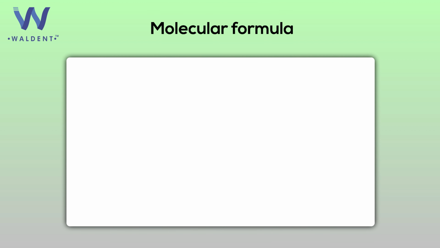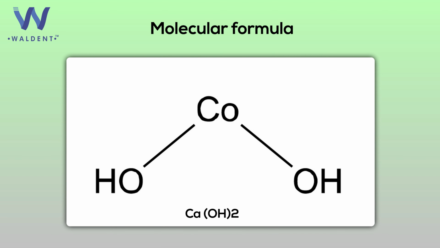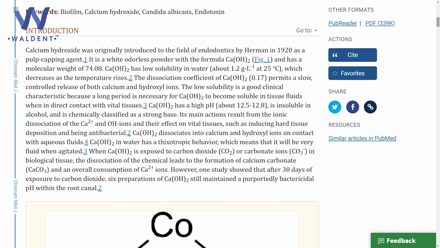The molecular formula of calcium hydroxide is Ca(OH)2, and the molecular weight is 74.08 gram per mole. The solubility of calcium hydroxide is low in water, which decreases as the temperature rises, and the pH is 12.5 to 12.8. It is insoluble in alcohol.